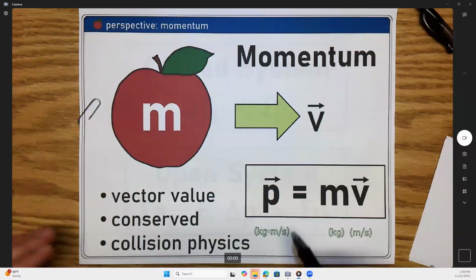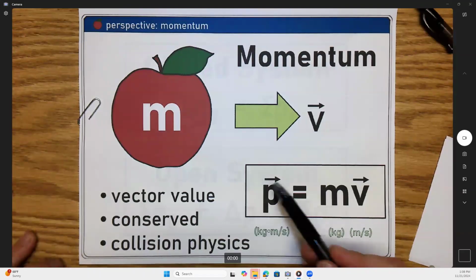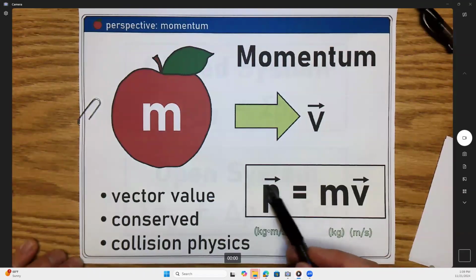All right, so we have this property in physics called momentum. I'm going to use the letter P. Guys, what does that little arrow above the P mean? It means it's what kind of quantity?